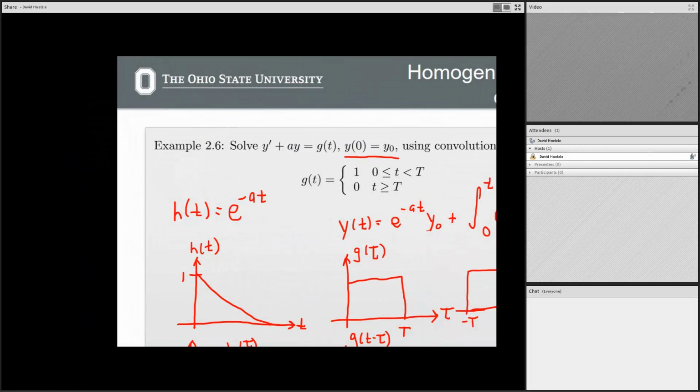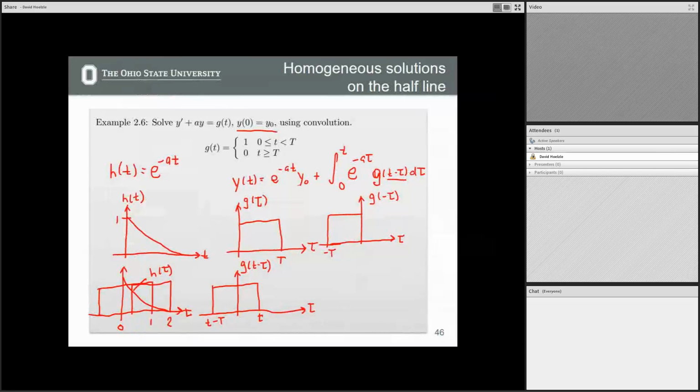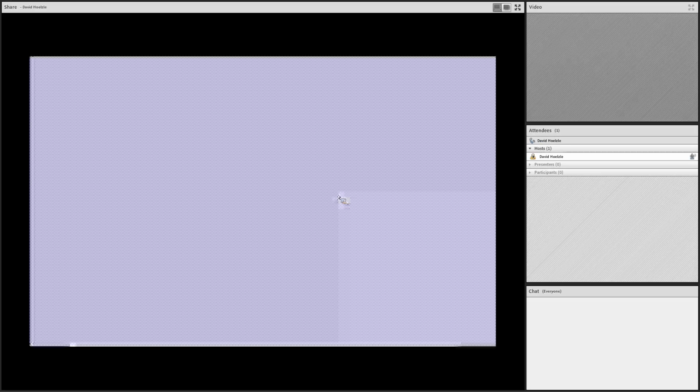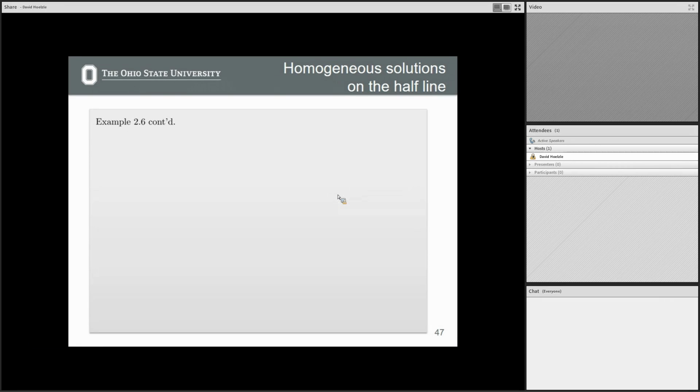So as t gets larger, this function g of t minus tau is sliding along, and that changes our integral. Okay? So if we now look at how to write y of t, we have now two domains.